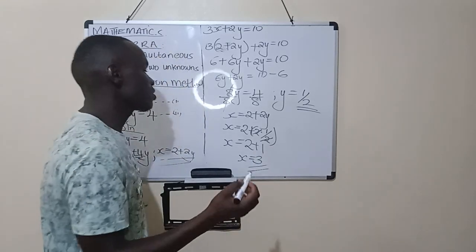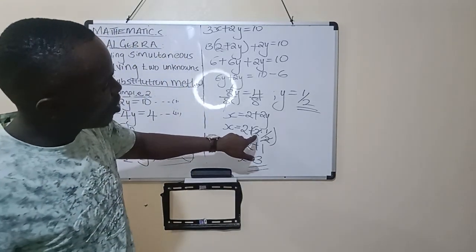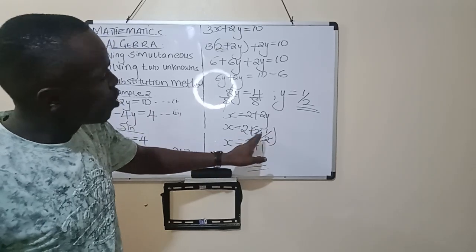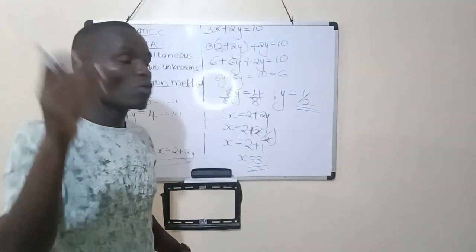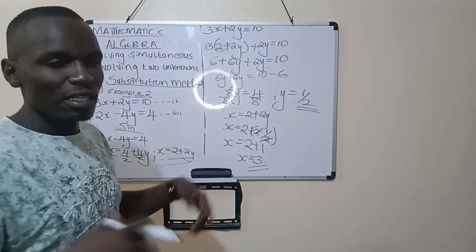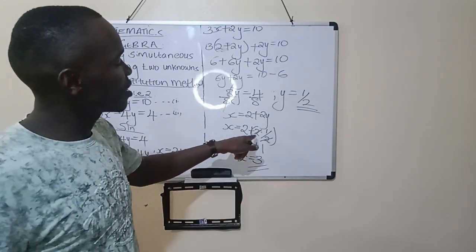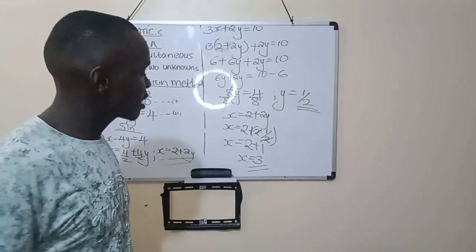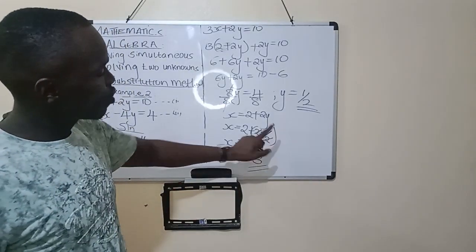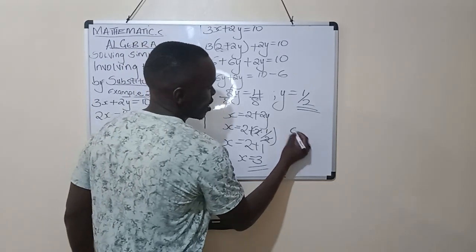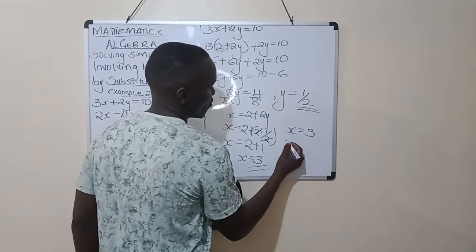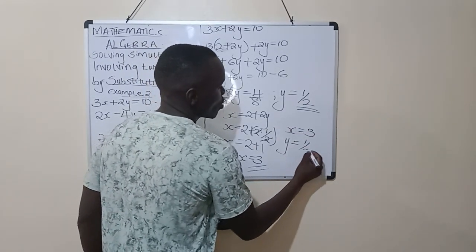x equals 3 because now this one you have cancelled. If you multiply 2 by a half, that one is going to be 1. So it simply means that you can take 2 divided by 2 directly, which gives 1. So 2 plus 1 gives 3. Now, the value of x here will be 3, and the value of y will be a half.